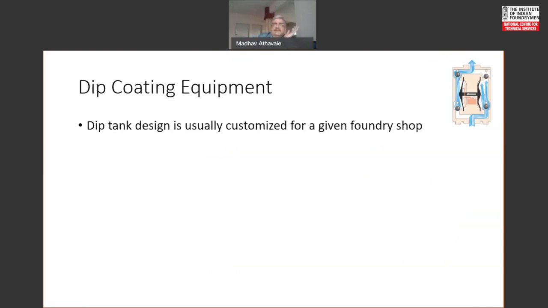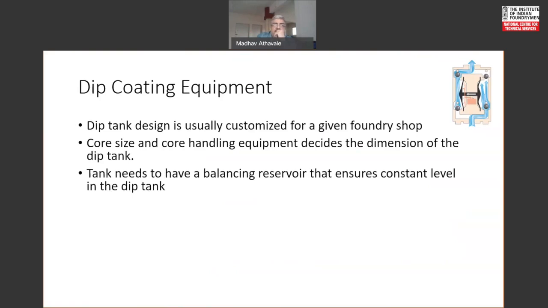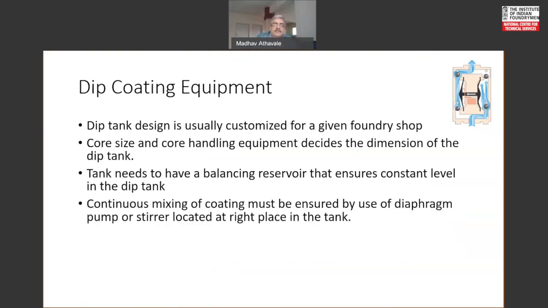Now, dip tank designs are usually customized for a given foundry shop, depending on the type and the size of the cores which are going to be dip coated. The geometrical dimensions and shape of the dip tank needs to be decided. Usually the tank will have a balancing reservoir to ensure constant level in the dip tank. There are 2-3 ways in which people do this. We will see it in the next couple of slides.